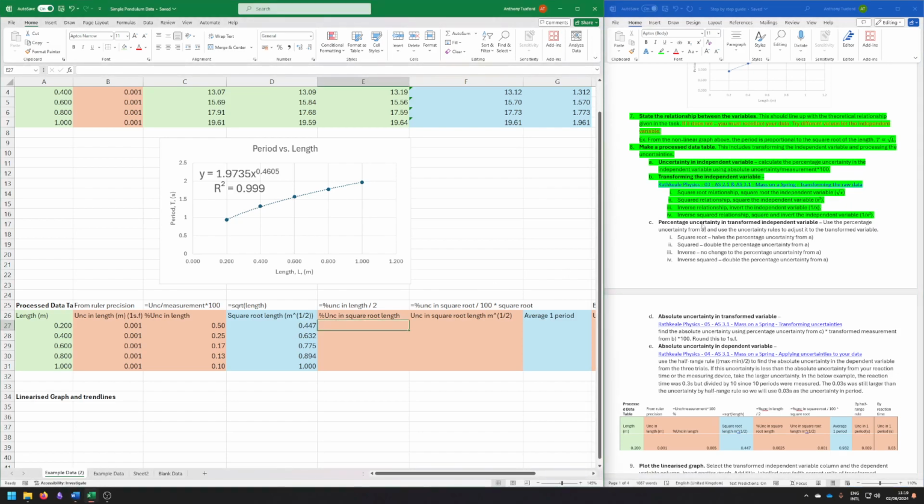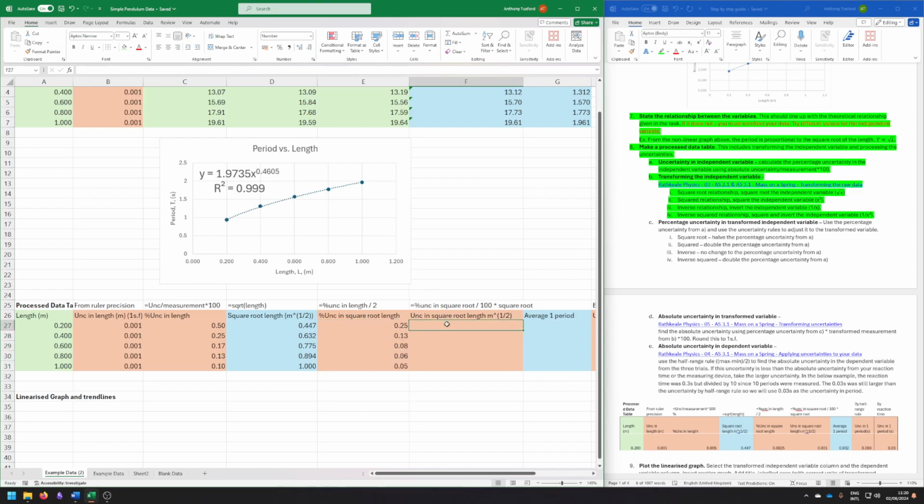So let's calculate the percentage uncertainty in our transformed variable. In this case, since we've square rooted the length, the percentage uncertainty would be half of the percentage uncertainty in the length. So equals, select that percentage uncertainty, divide it by 2, and again, click the green dot, round them to something sensible, 2dp.